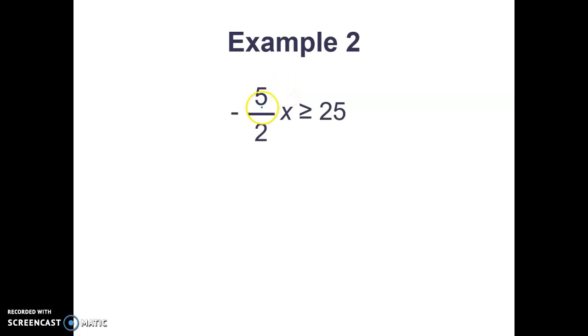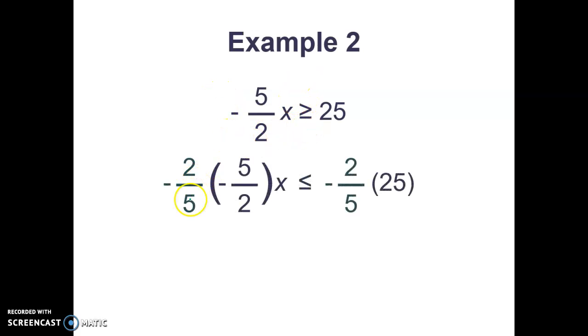What about negative 5 halves x greater than or equal to 25? Well, right now x is being multiplied by negative 5 halves. So the way that we get rid of that is divide by negative 5 halves or multiply by the inverse. So we're going to multiply both sides by the inverse, negative 2/5. These will cancel. You'll get 10 over 10, which is just 1 when you multiply that out.